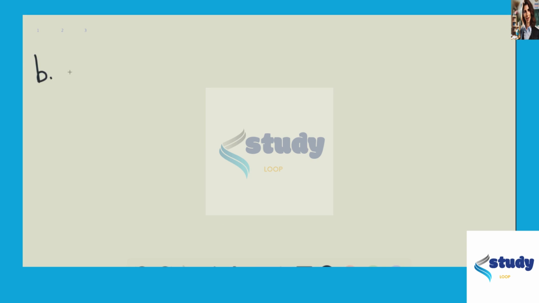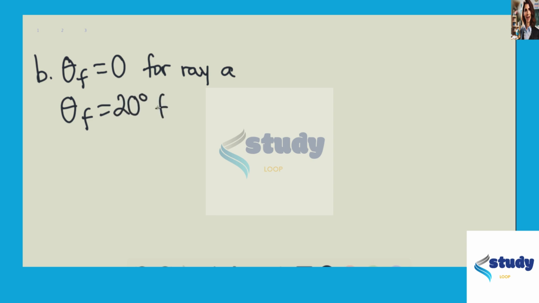For part B, given that theta sub f equals 0 for ray A, and theta sub f equals 20 degrees for ray B. Oh sorry, my apologies, this would be our answer for part B.